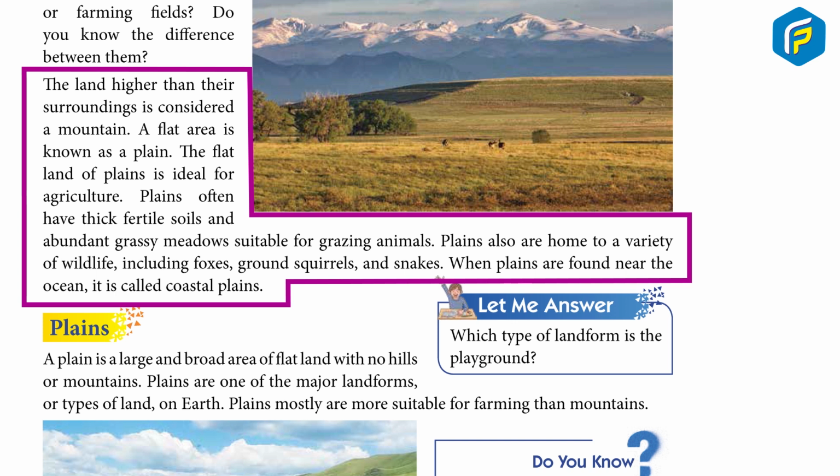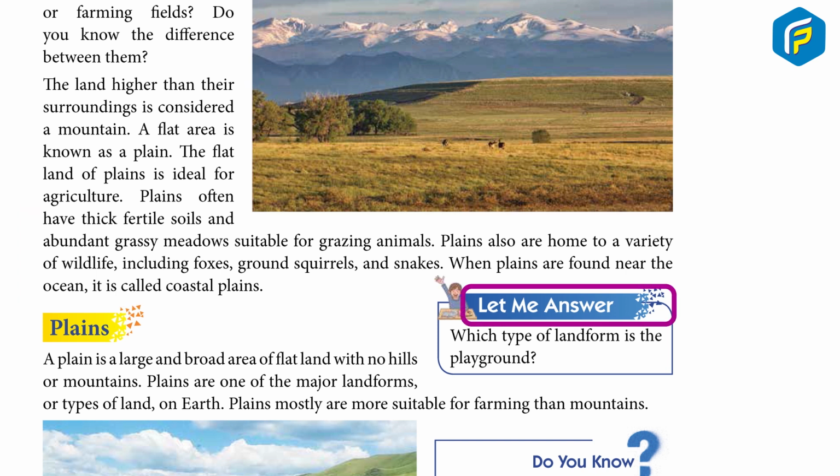The flat land of plains is ideal for agriculture. Plains often have thick fertile soil and abundant grassy meadows suitable for grazing animals. Plains also are home to a variety of wildlife, including foxes, ground squirrels, and snakes. When plains are found near the ocean, they are called coastal plains.